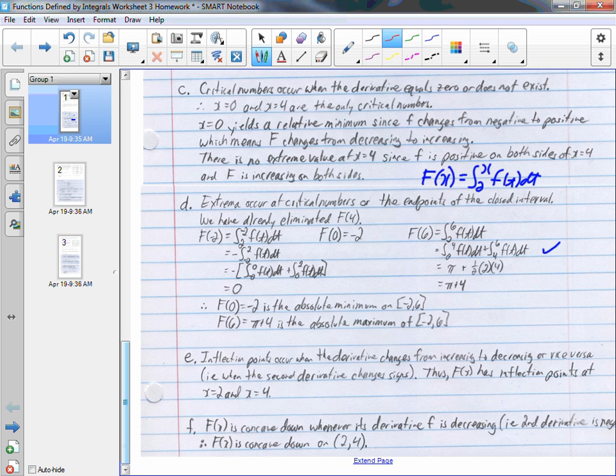All right, so if you can remember, concave up goes with derivative increasing, concave down goes with derivative decreasing. You can do E and F, right? Okay, so you got to remember that. Any questions? All right, I want you to finish worksheet 3. And have fun with that.